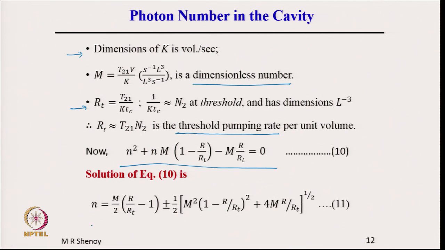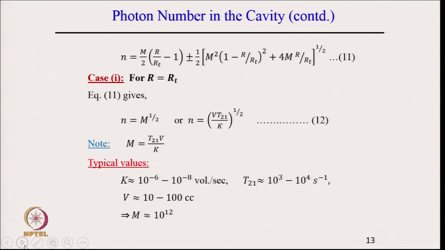So, you can write n is equal to minus b plus minus square root of b square minus 4ac by 2a. We apply the same thing and you have this expression here. Now, let us look at the solutions. So, here is the same expression for n.